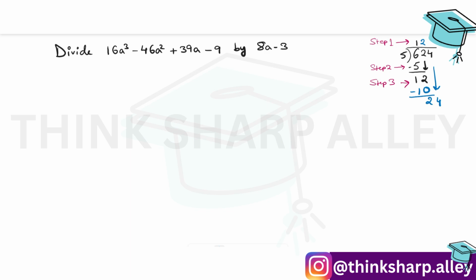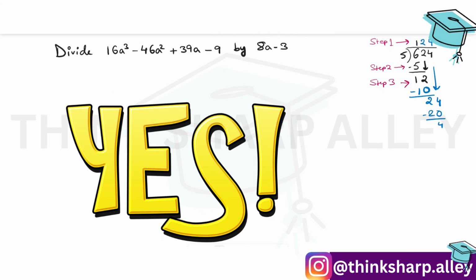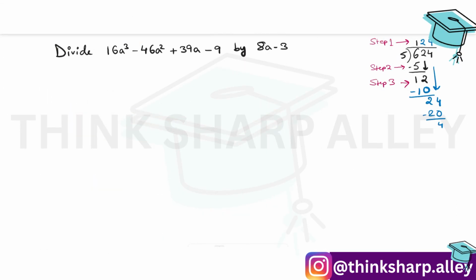And we'll continue this until all the terms from the dividend are exhausted, that means they are brought down. After this, there are no terms to bring down. So this is our answer. 4 is the remainder and 124 is the quotient. Now the question is, can we follow a similar process for polynomials? Yes, we can. The steps remain almost the same, but there is one challenge.